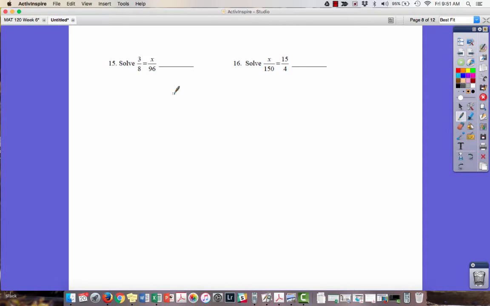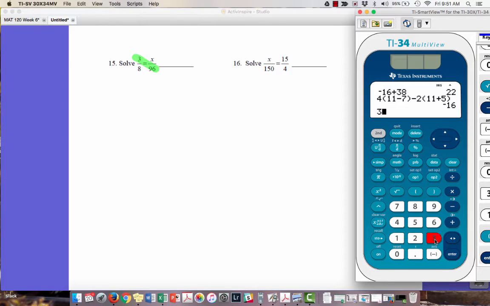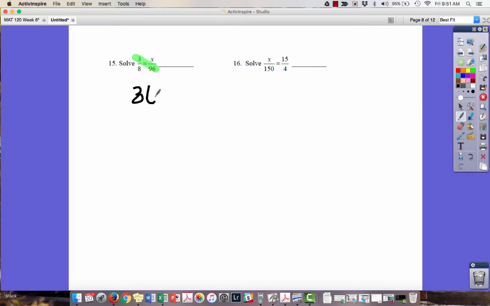Okay, the key thing is whenever you have a proportion, you always multiply the diagonal that has both numbers. Actually, that's really hard to see. Let me just grab my highlighter. So I look at this and say, okay, this one has both my numbers, so I'm going to multiply that. So I say 3 times 96. And then I'm going to divide by the side that only has the one number. So divided by 8, and I get 36.